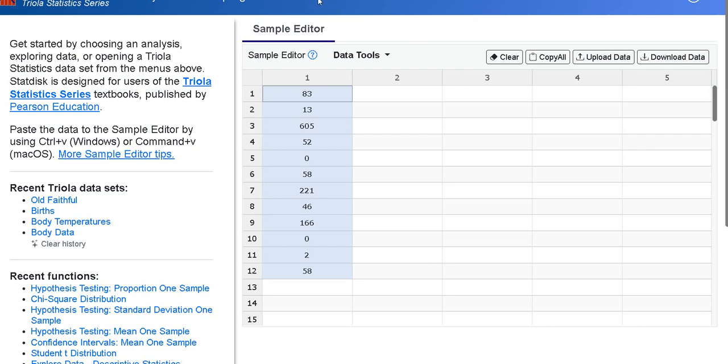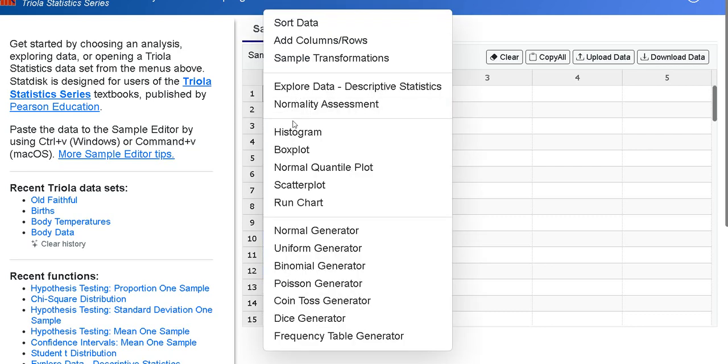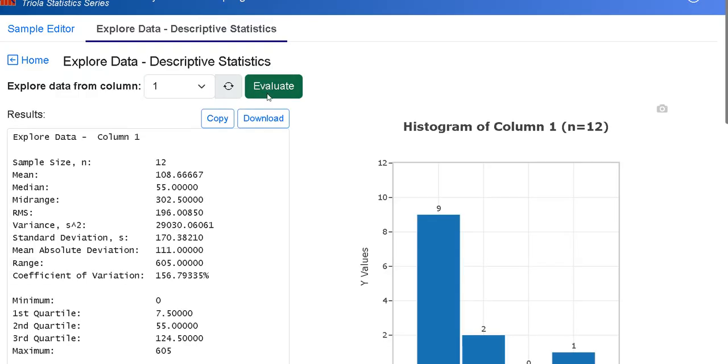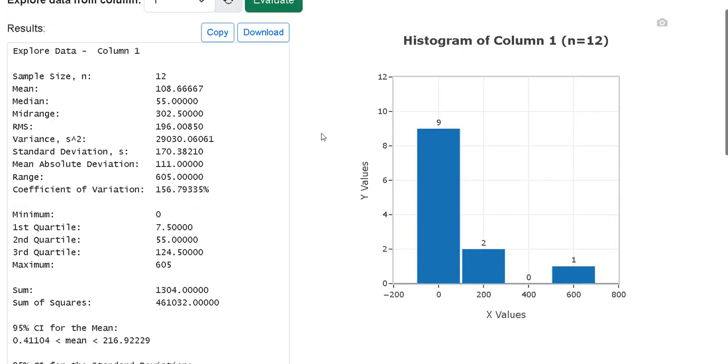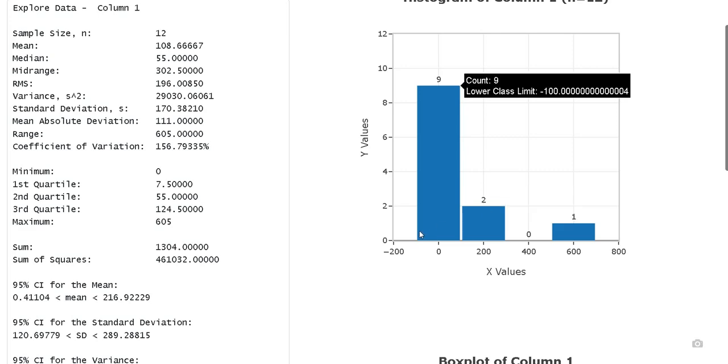One of them would be to do a normality assessment or a histogram. But I'm going to kind of do a catch-all thing. Let's do explore data, descriptive statistics. Column 1. The nice thing about this is we get kind of like everything in one shot. We get a histogram. What do you think? Is that looking like a normal distribution? It shouldn't take that long to think about this one. All right, no, it's definitely not a normal distribution.